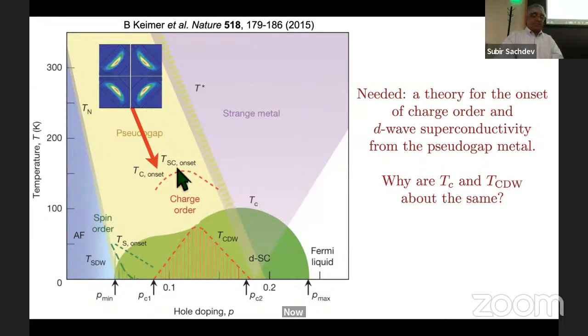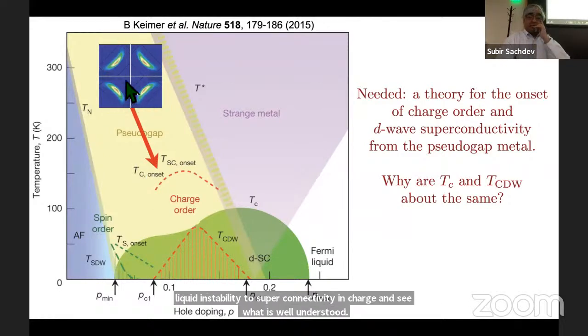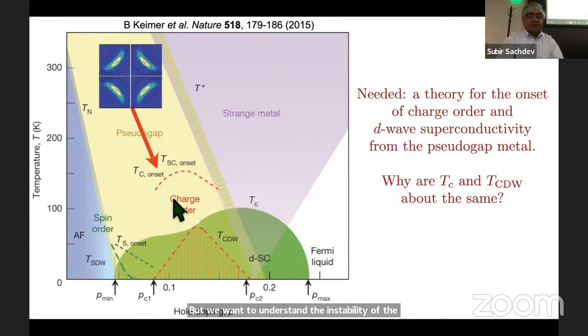So let me just quickly say what I just said about this phase diagram. The Fermi liquid instability to superconductivity and charge density wave is well understood, but we want to understand the instability of the pseudogap with this Fermi arc spectra to charge density wave and superconductivity. And one of the big natural questions would be why the Tc onset and the actual Tc are about the same, whereas in Fermi liquid theory, they're really very different numbers in general.